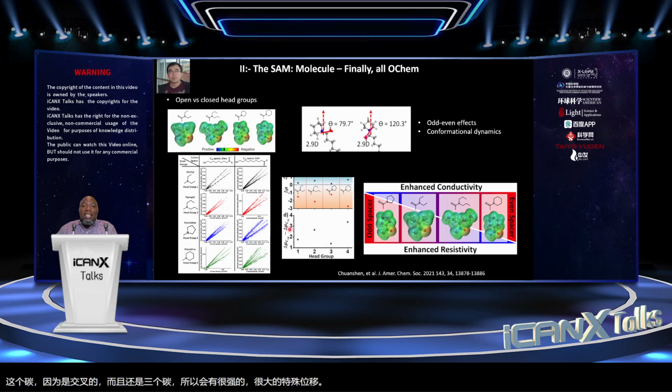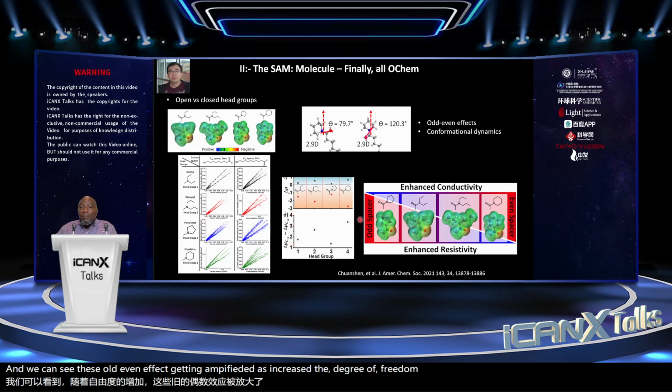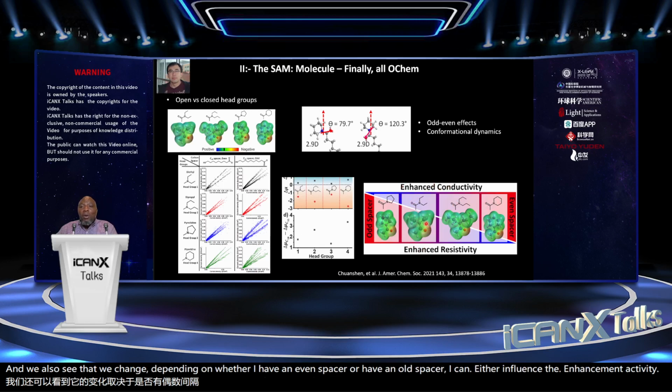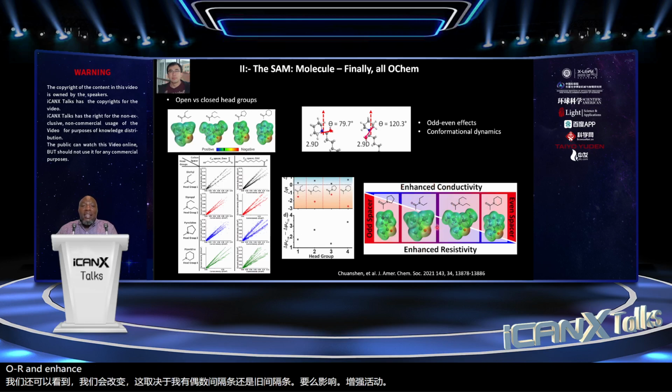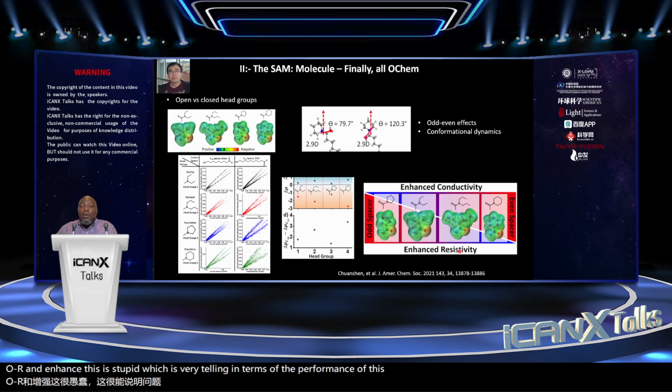And we can see this odd-even effect getting amplified as you increase the degrees of freedom. And we also see that depending on whether I have an even spacer or an odd spacer, I can either enhance conductivity or enhance resistivity, which is very telling in terms of the performance of this molecule. You change one carbon, you get the orthogonal behavior, even though you have the same functional group on the molecule.